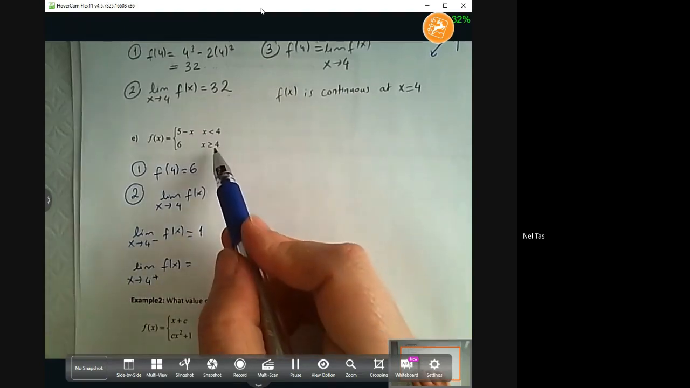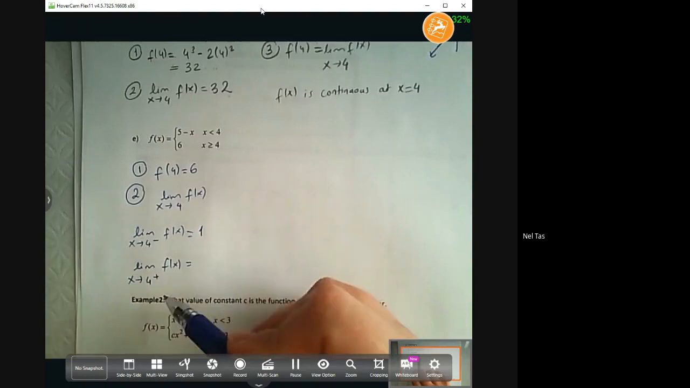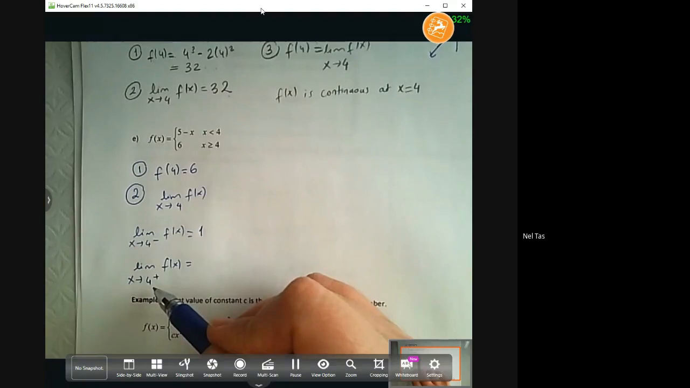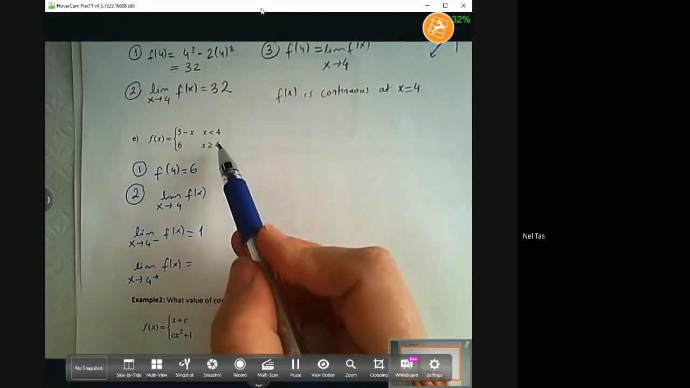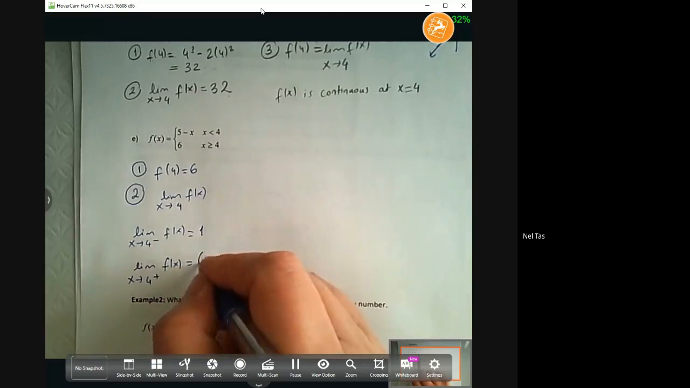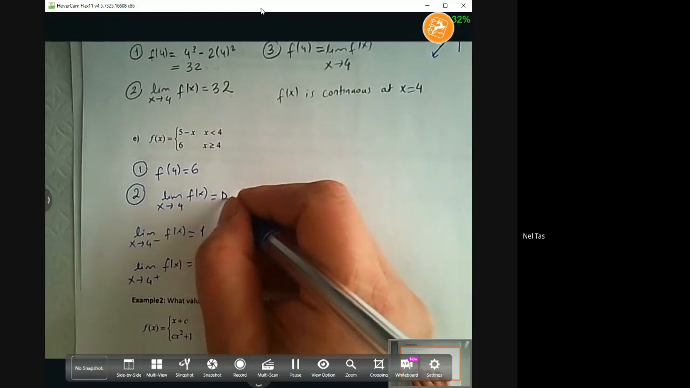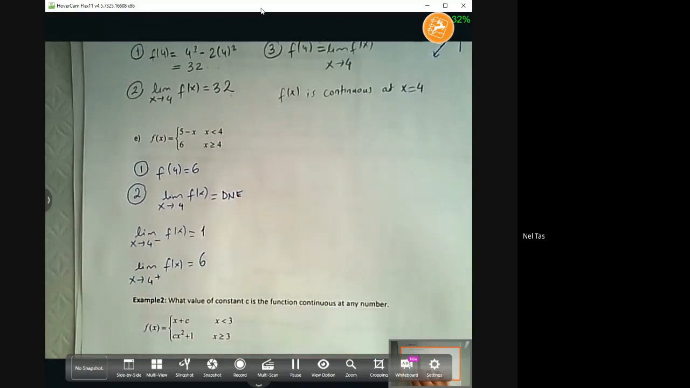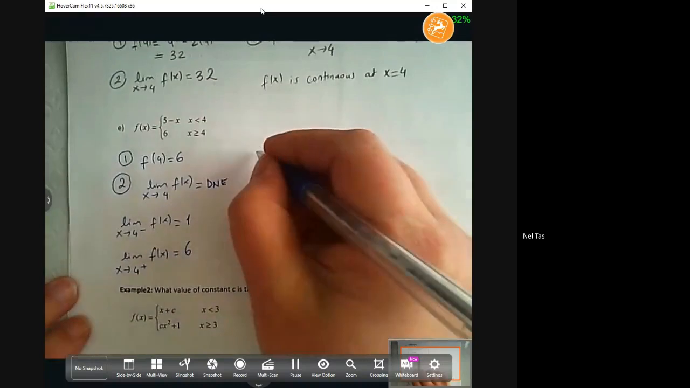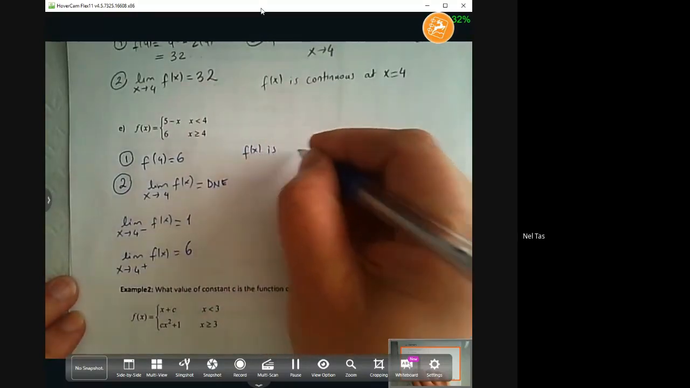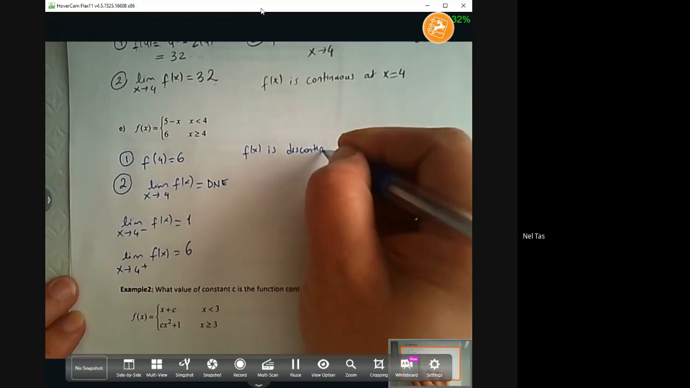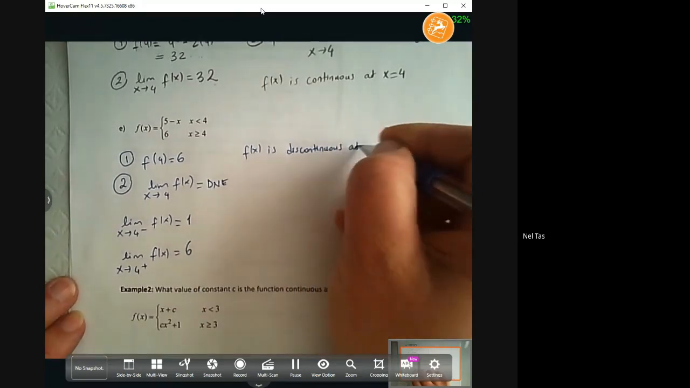Right side limit, we'll look at this one, right? So you look at an x value that is 4.0001, not exactly 4, but that. So you use the second equation, which is 6. So the left side limit is not equal to the right side limit. So the limit doesn't exist, and it failed the second condition. Therefore, you don't need to check the third condition. We can say now that f of x is discontinuous at x equals 4.